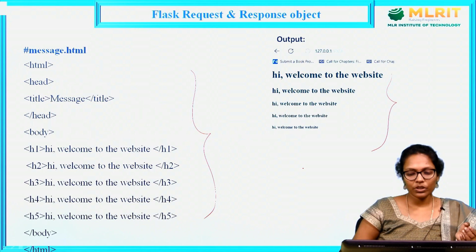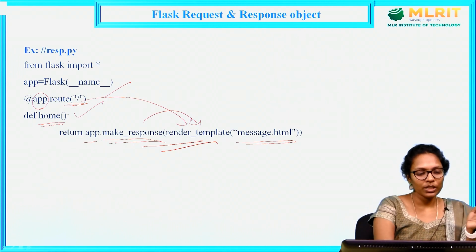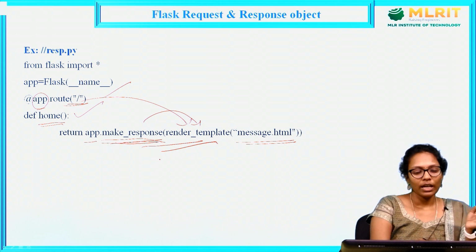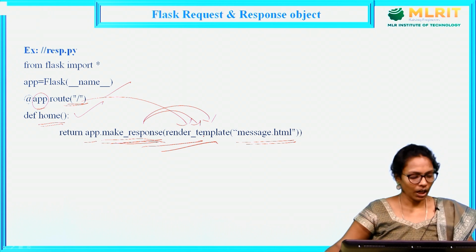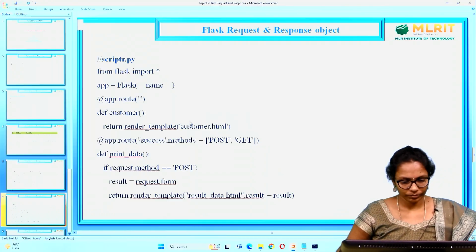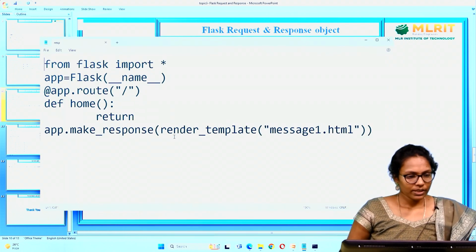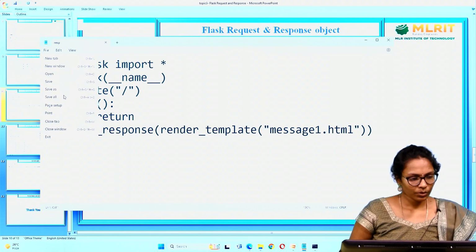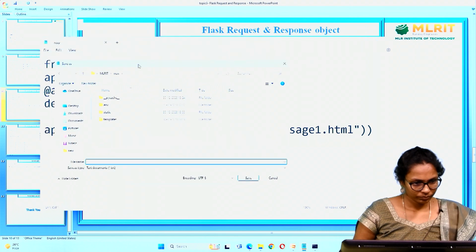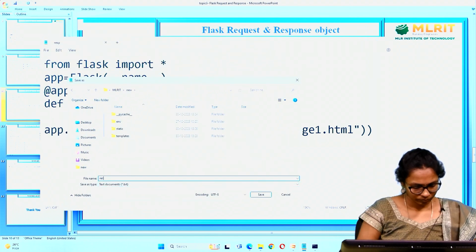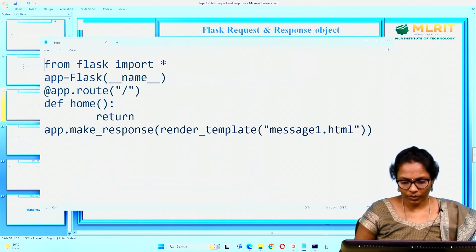What is the response you are generating? These 5 headings I am getting. To generate that response, you are using a method called make_response, and again this make_response is using an HTML file to display the output. So this is the Python file. I'm just saving it in new folder as response.py. And internally it is using message1.html.